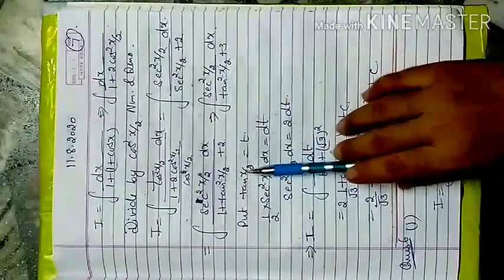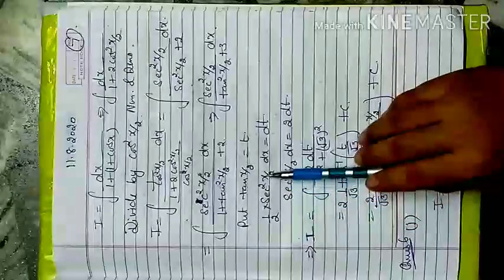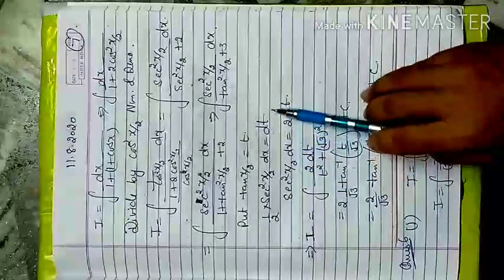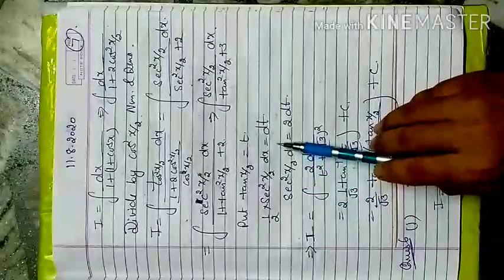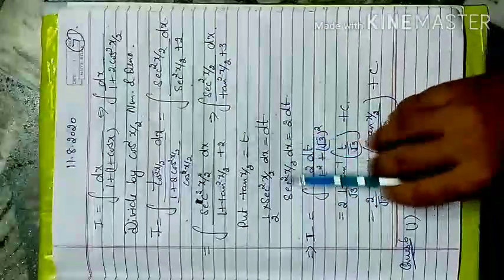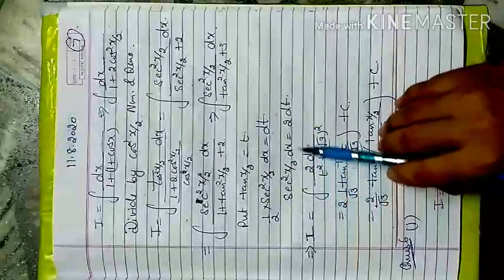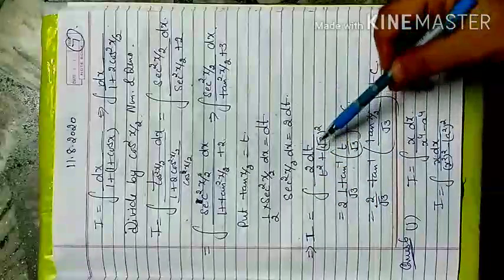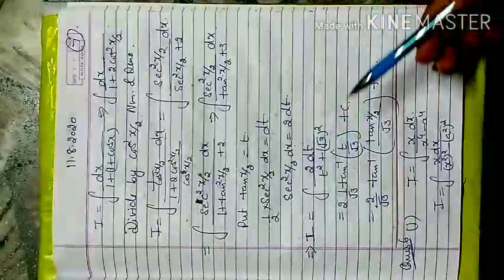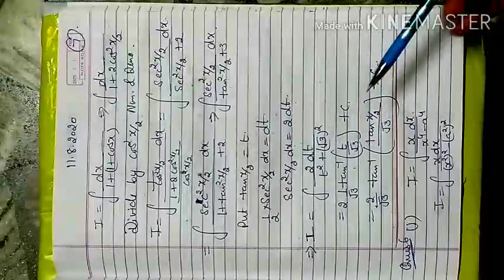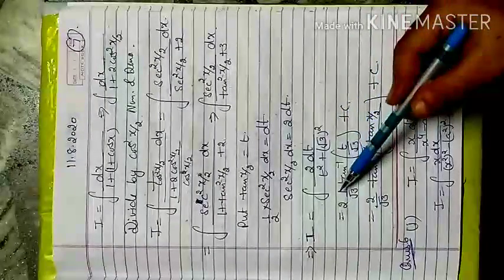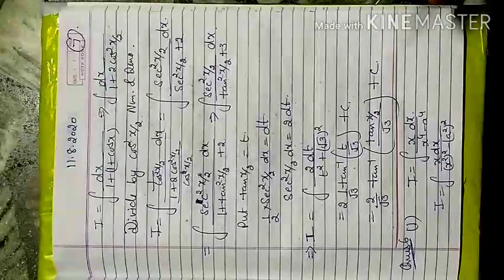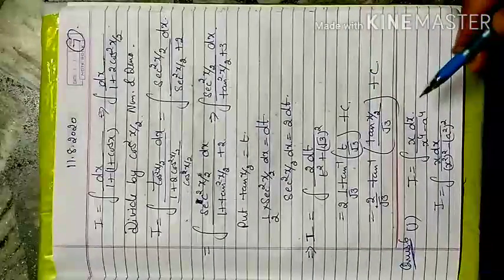Now I consider tan x by 2 is equal to t, secant square x by 2, and differentiation of x by 2 is 1 by 2 dx is equal to dt. But I need only secant square x by 2 dx. So 2 shifts to the other side, so secant square x by 2 dx will change to 2 times dt. So when I replace the value, 2 is taken outside, and here it becomes x square plus a square. We directly apply the formula, 1 by root 3 tan inverse t by root 3, and t is replaced back to tan x by 2.